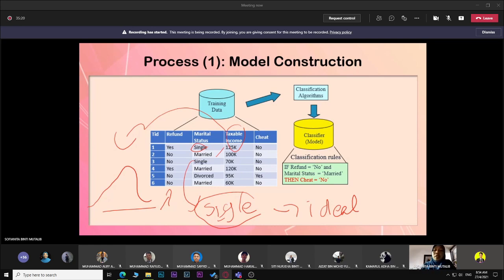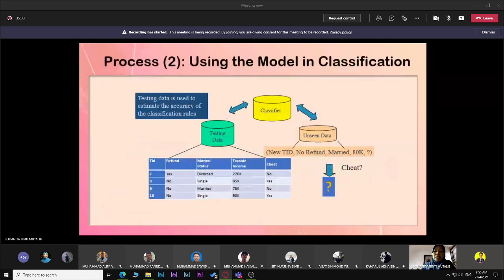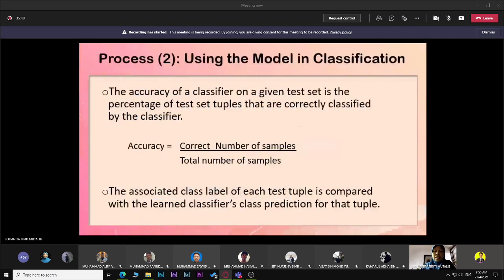Okay, and what you have produced here, if you look at it via the decision tree algorithm, what you will have are the rules. And this will be the second phase. You have another test data that you are going to use to determine the accuracy.